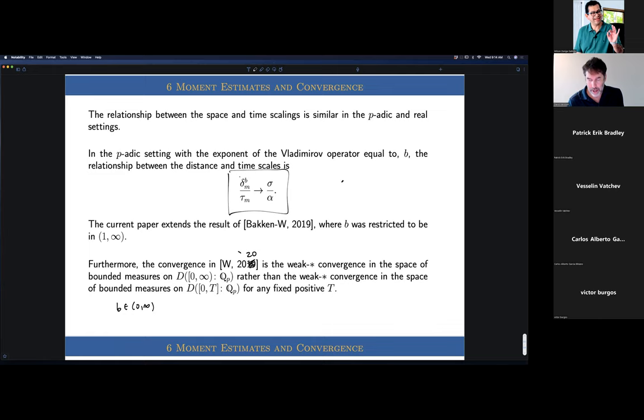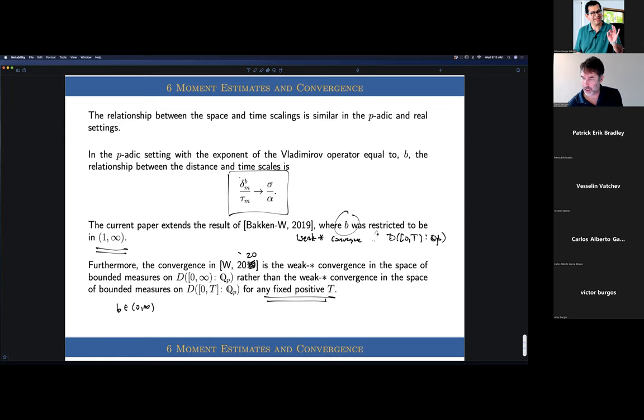But in the previous paper, B had to be in 1 to infinity, not 0 to infinity. And you only get weak star convergence for a fixed positive time. So here, weak star convergence of D 0 infinity, 0 T, Q P to D, weak star convergence in the space of bounded measures on this space, and for fixed T.